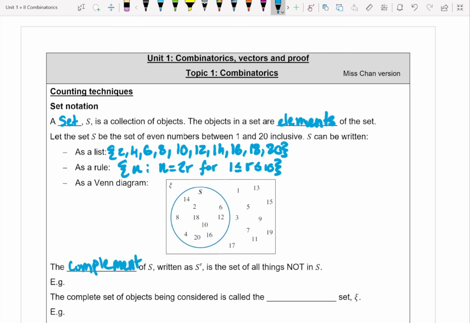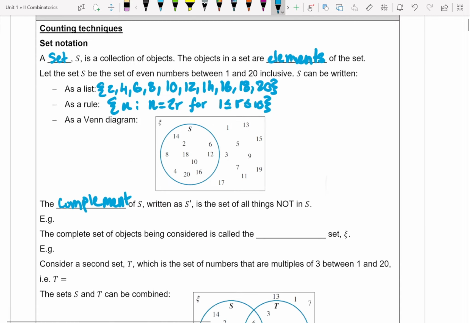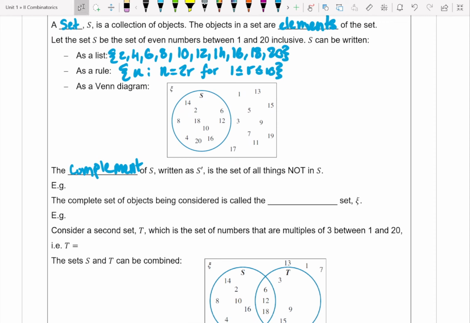The complement of S. Now this is complement with an E. We're not talking about, oh, you look very nice today. We're talking about things that complete the universal set in this instance. The complement of S, written as S prime or S dash, is the set of all things not in S. So in our case, that's going to be all of these numbers outside of the circle, which is also all of the odd numbers. So that's going to be 1, 3, 5, 7, all the way up to 19.